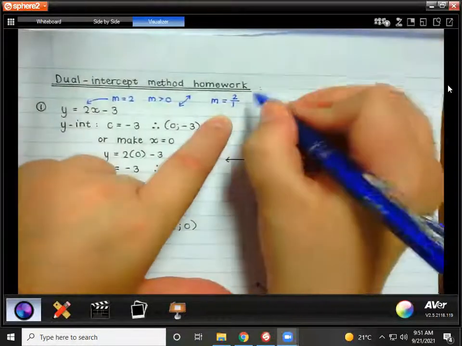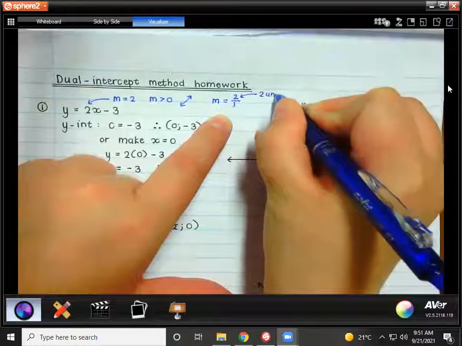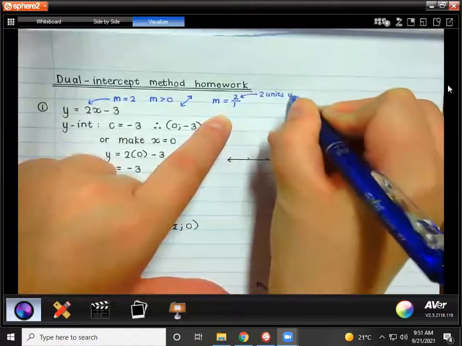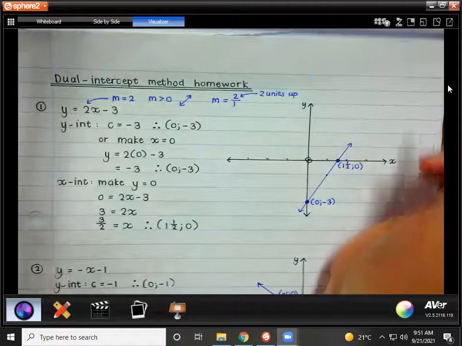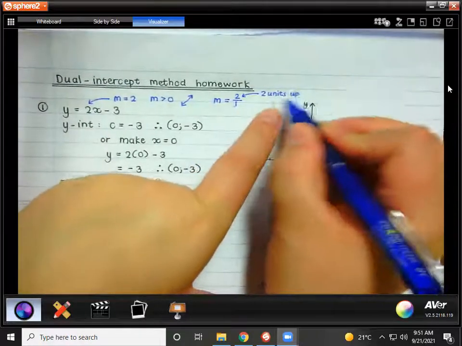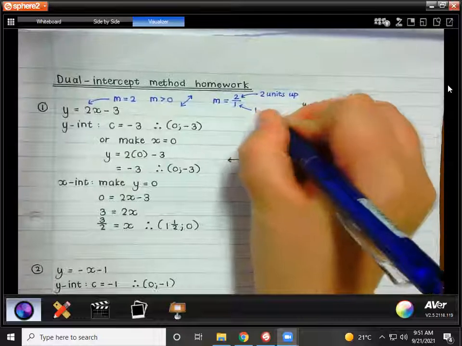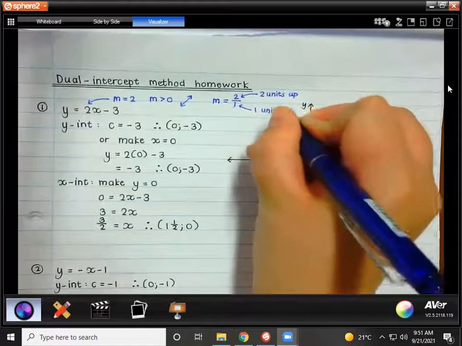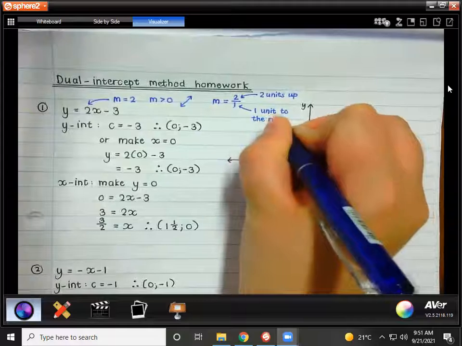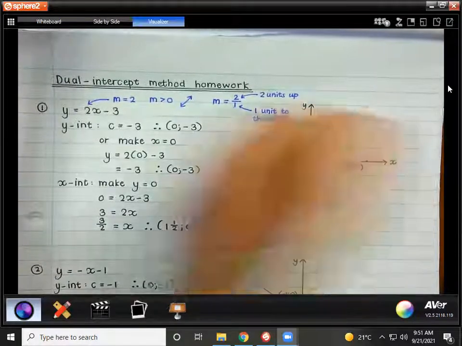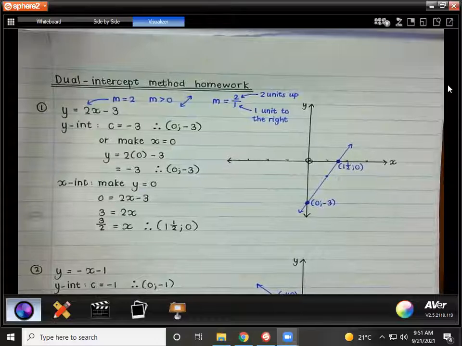I'm saying here that if it's 2 over 1, that means that for every 2 units, and because it's positive 2, it's going to be up. Right? If it was negative 2, it would be down. We're going to talk about that. So for every 2 units that my graph moves up, the graph also has to move 1 unit to the right. Again, because it's positive 1, I'm going to move to the right. If it was negative 1, I would move to the left. Okay, again, we're going to talk about it a lot.